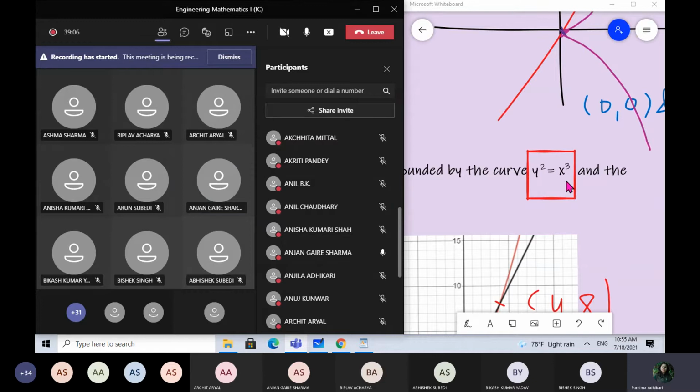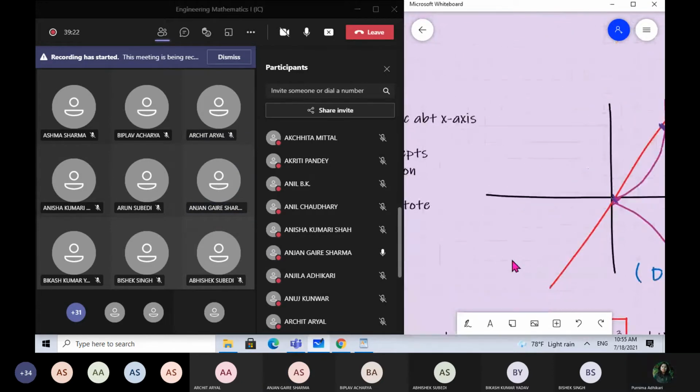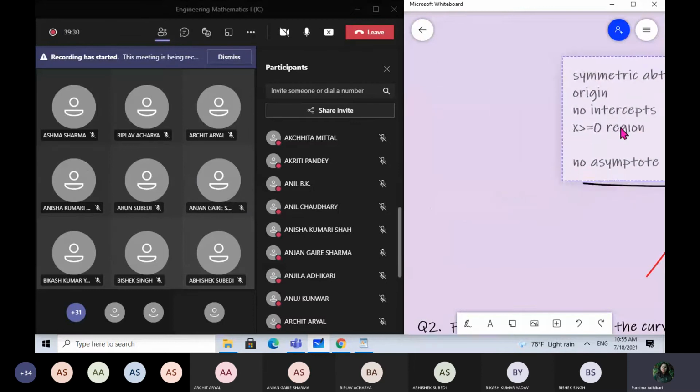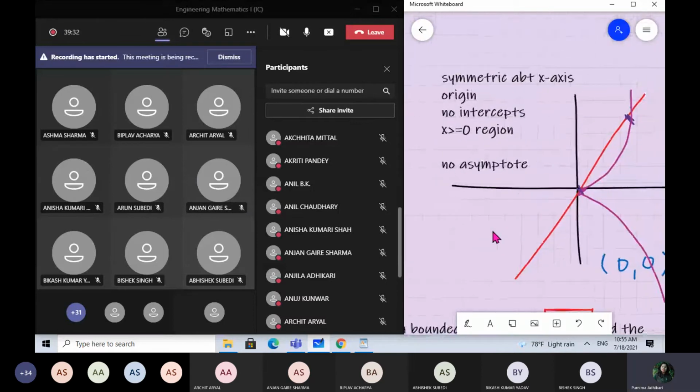So your curve lies only on the positive x axis side. Got it? Next, asymptote. Do we have an asymptote? Do we have an asymptote? No, no asymptotes. Okay, so these are your points, and following these points we will plot our curve.